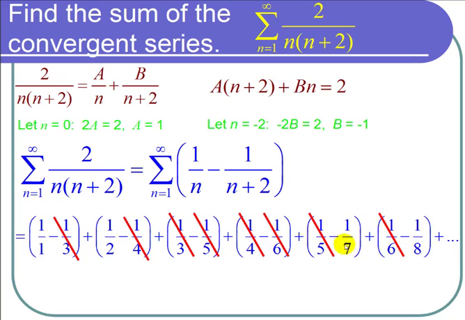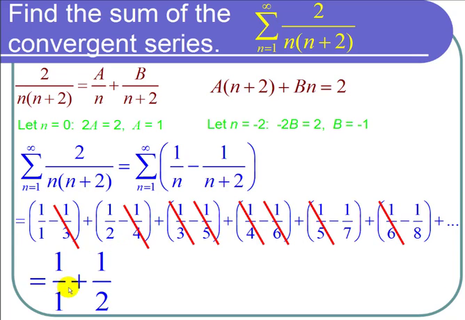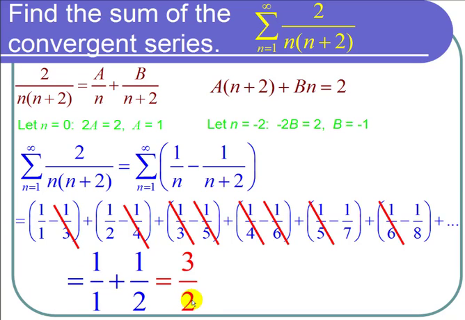And I will be left with only this 1 over 1 plus 1 over 2. So that's what my series is equal to. Everything else cancels. So now I just add up 1 over 1 plus 1 over 2. That's 1 plus a half, which is equal to 3 halves. And that's my final answer. This series is equal to just 3 halves. And I'm done with the problem.